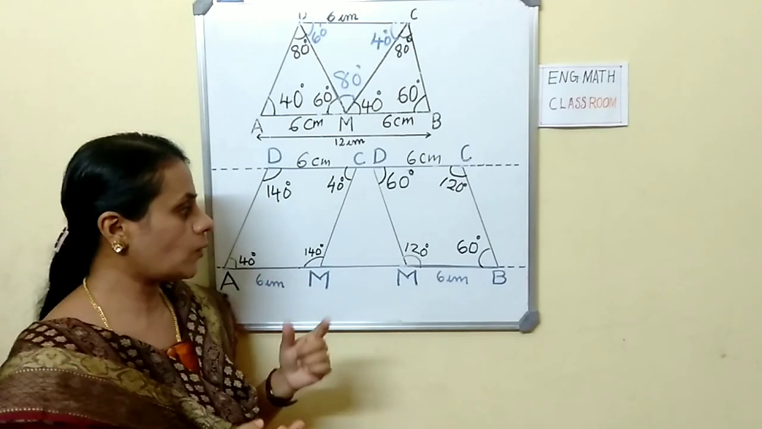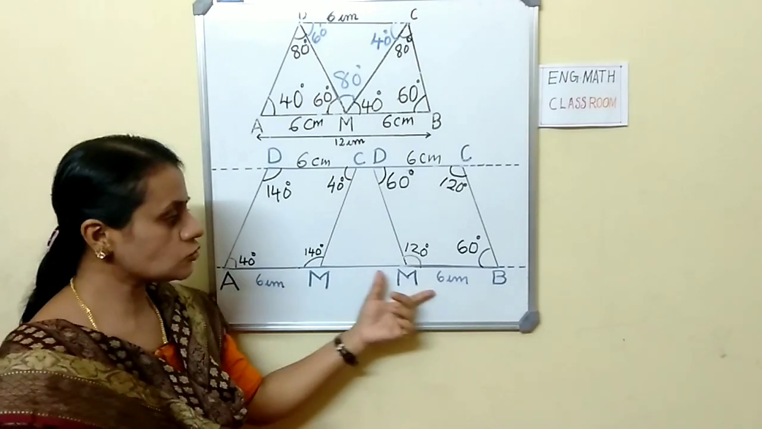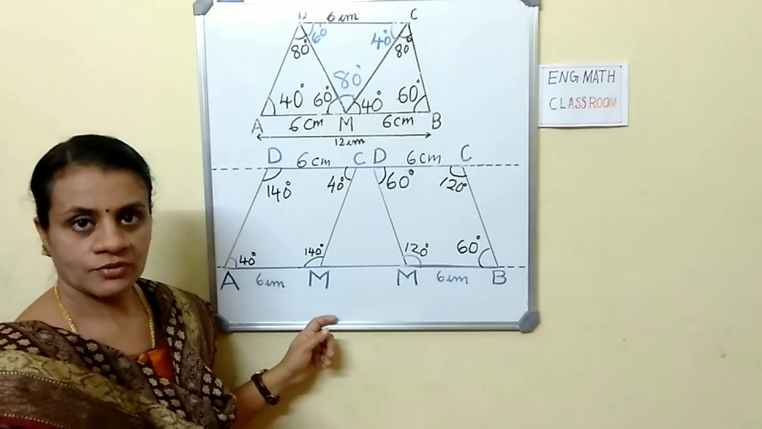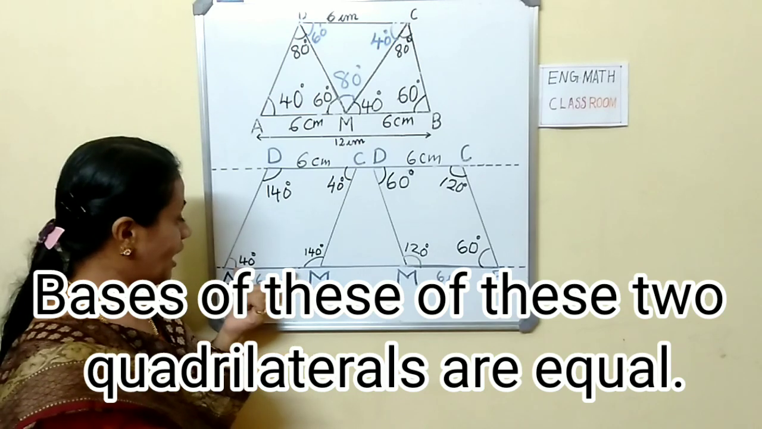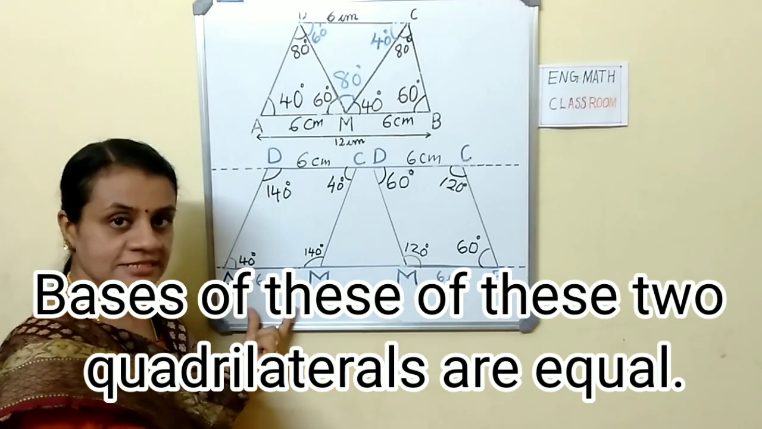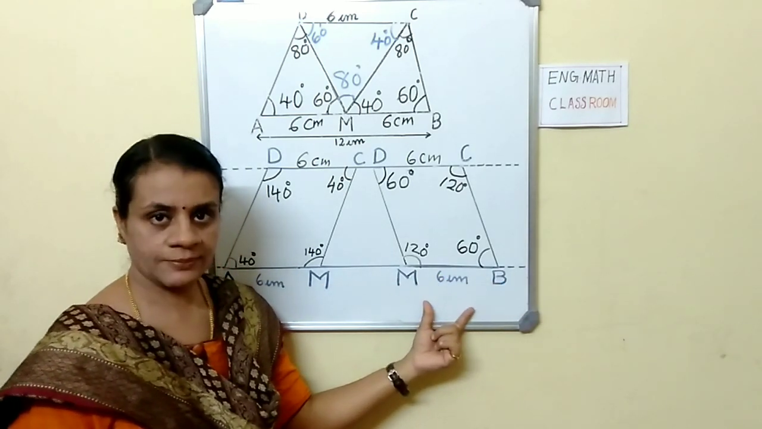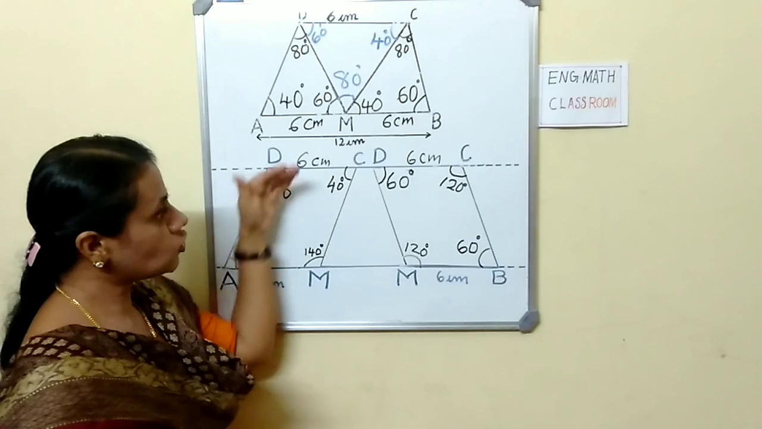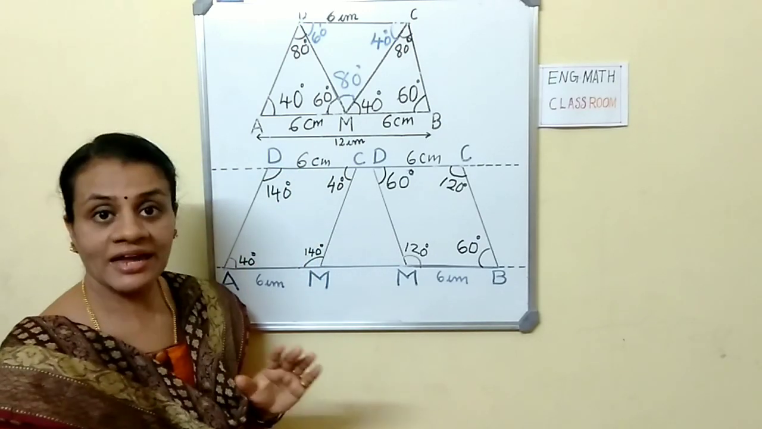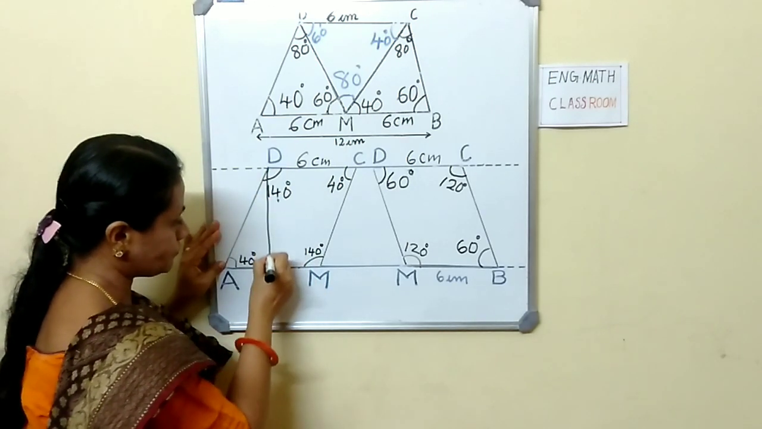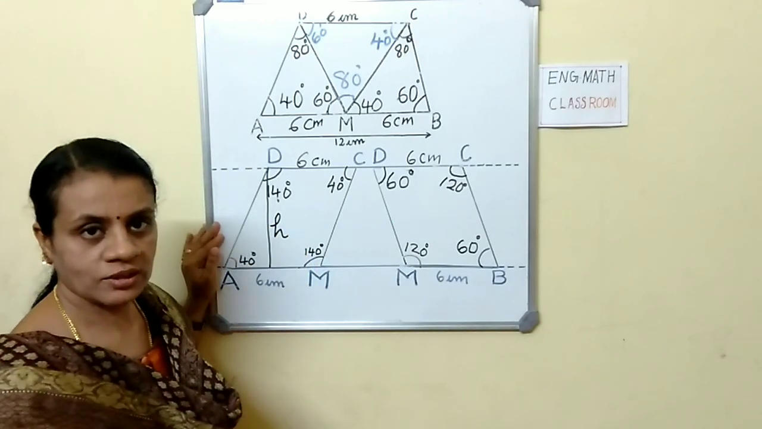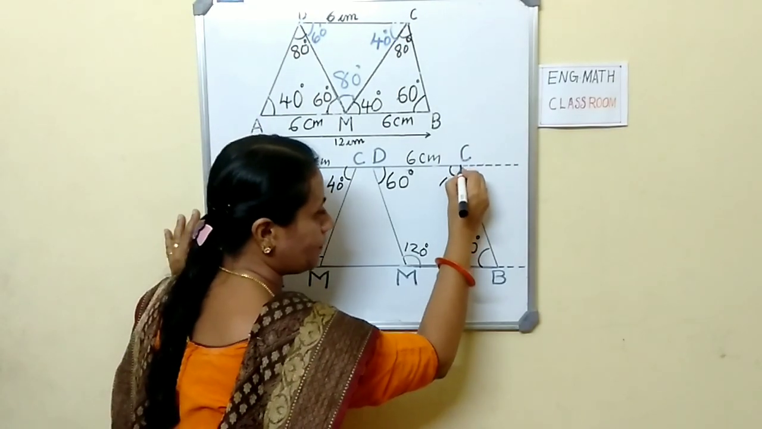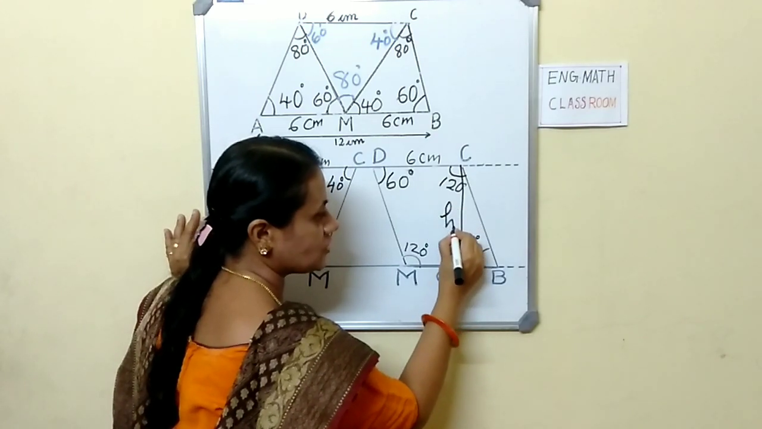Okay. Now another important thing you have to note here, these two quadrilaterals are lying between the same parallel lines. And also their bases are equal. Here AM is 6 centimeter, MB also 6 centimeter. So the bases of these two quadrilaterals are the same. And since they are lying between equal parallel lines, their height will be equal. That is, the perpendicular distance between these two parallel lines is equal. So the height is also the same.